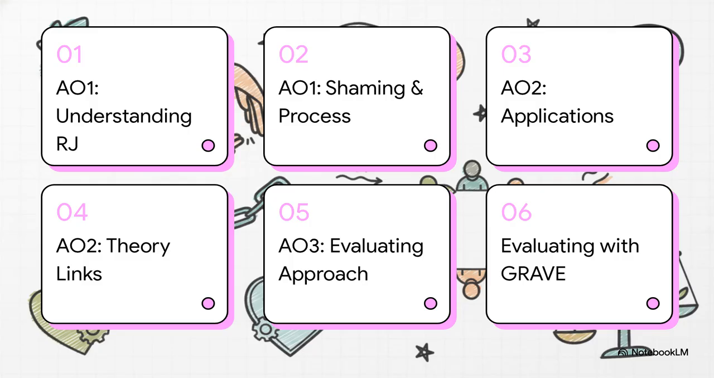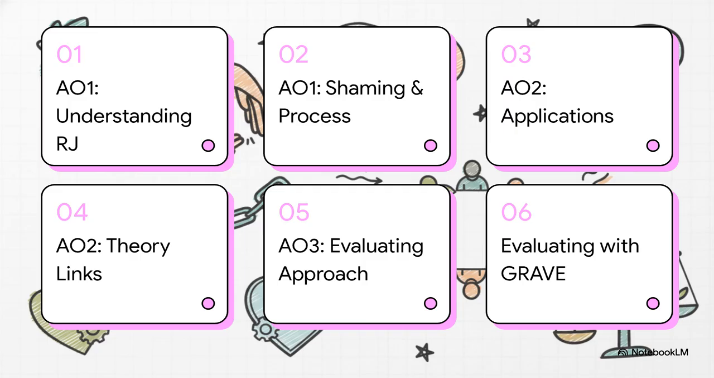Here's what we're covering today. First, AO1, understanding restorative justice. Then, also for AO1, shaming and the process. After that, we'll hit AO2 with real-world applications and psychological theory links. Finally, we'll tackle AO3 by evaluating the approach and then evaluating specific studies using the GRAVE criteria.